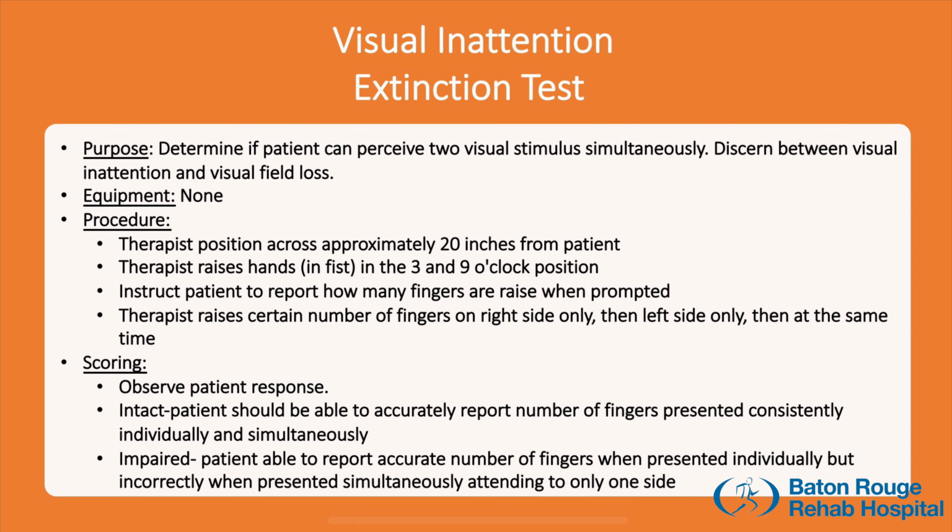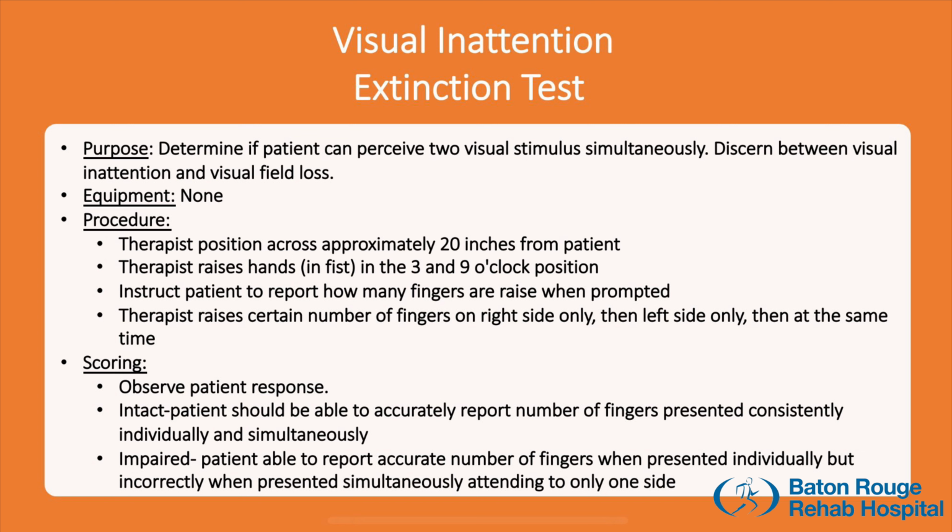One way to assess whether or not your patient is presenting with a visual field loss and/or visual neglect is through the extinction test. To complete this test, you will be seated across from your patient. Instruct your patient to stare at the bridge of your nose and keep their head still. Inform the patient that you will hold up a number of fingers in either one or both hands, and they will tell you how many fingers they see.